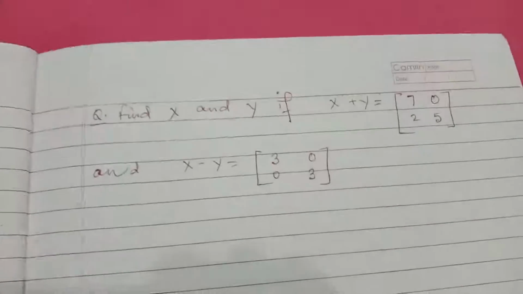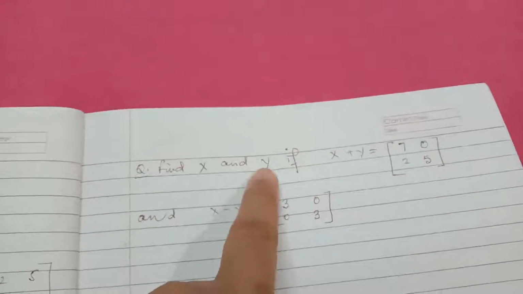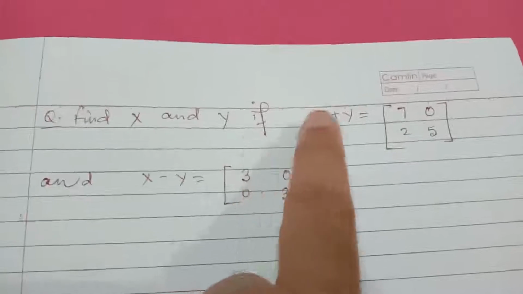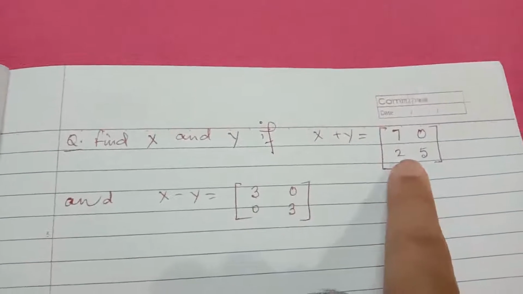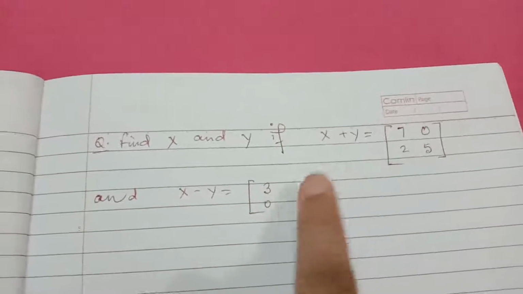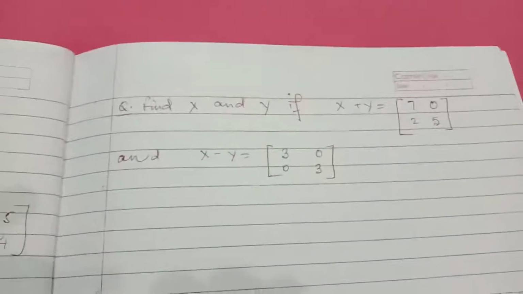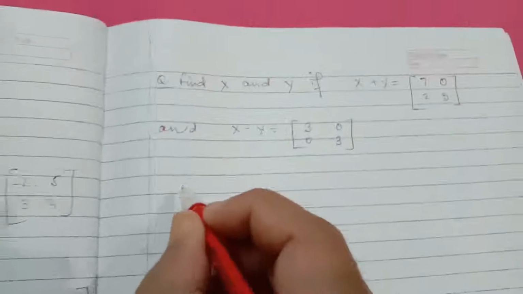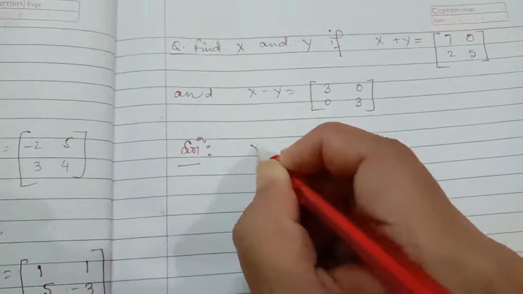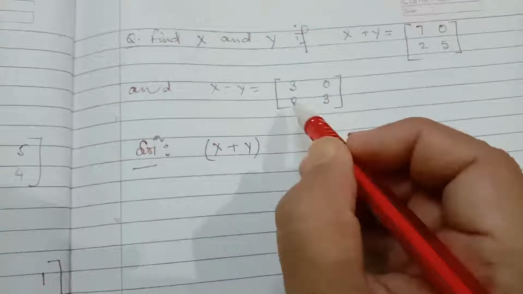Let us take another example, another question from the NCERT book. Find X and Y. You can see X and Y are written in capital letters. That means you have to find the matrix X and matrix Y. If X plus Y equals this matrix and X minus Y equals this matrix, find matrix X and matrix Y. Like the elimination method we learned in class 10, we have to solve for matrix X and matrix Y.